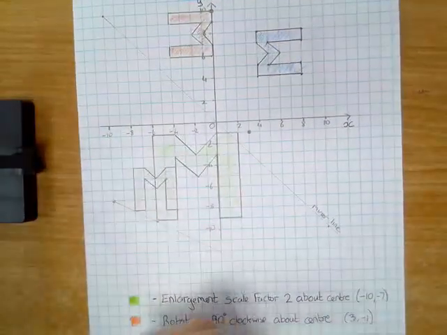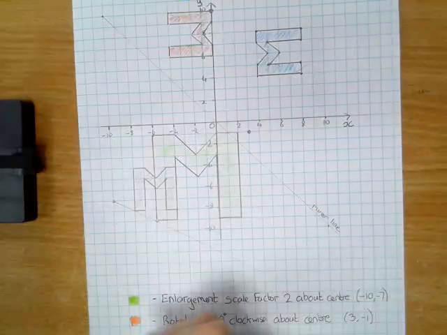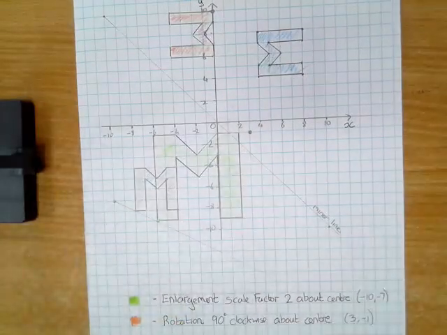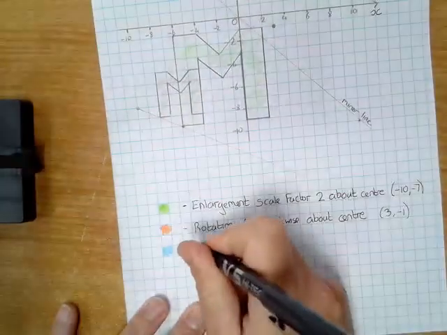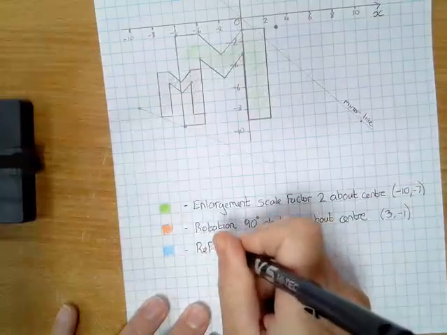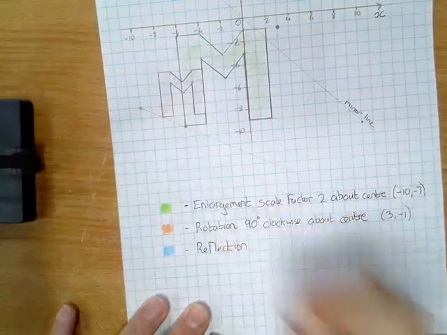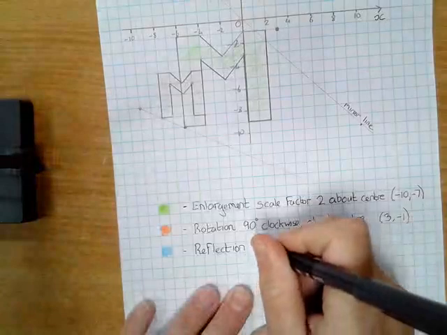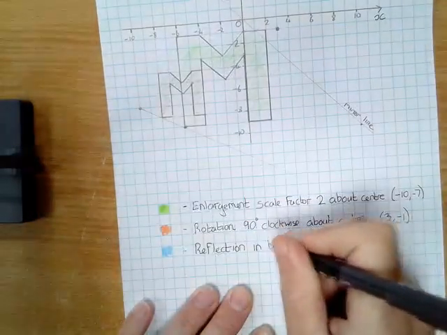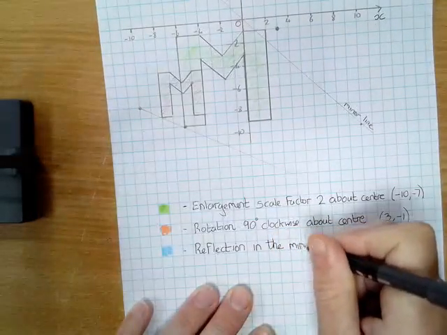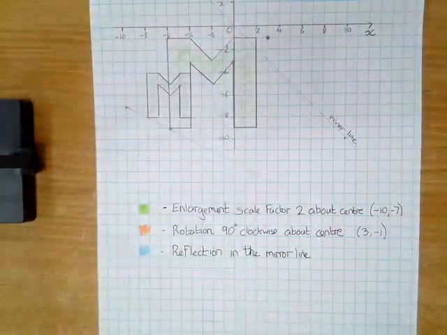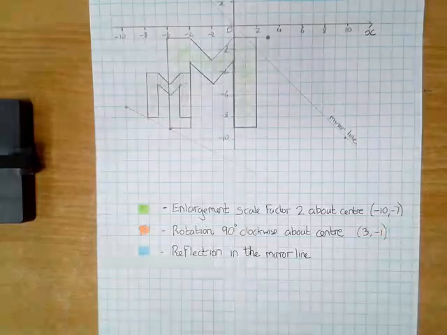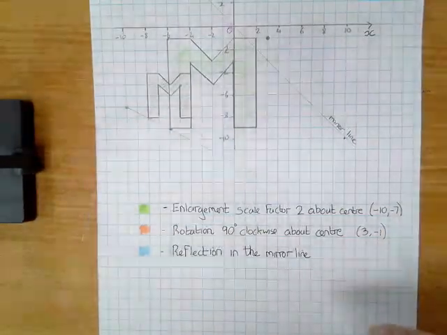So for the description, all right, so it's actually quite simple to do a reflection sentence. You just say reflection in the mirror line, or just in the line would be fine. But I've given it a name. I've called it the mirror line. And if that's all you can manage to describe the mirror line, I'm fine with that.